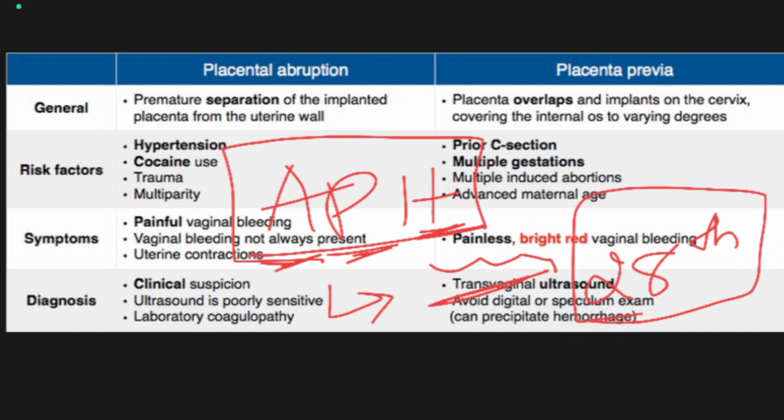In the middle of the pregnancy, if bleeding is observed, that is considered APH. In that we have various types, and these two are the main types: placenta abruption and placenta previa. Because of these two conditions, bleeding generally occurs, and that is known as APH.